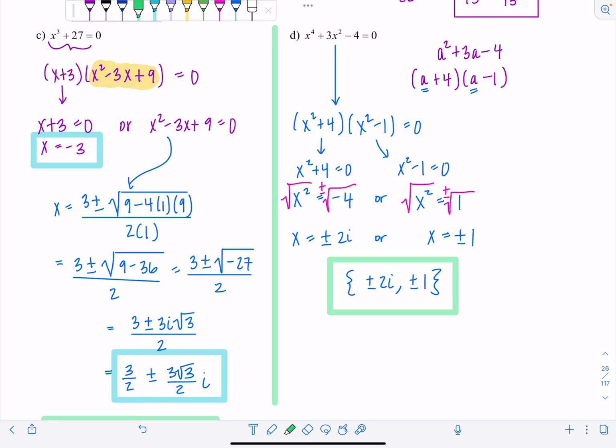So that concludes the video. In the next video, we're going to do more equations that are reducible to quadratic, that basically have a form of a quadratic equation, even though they're different. And we're going to solve some radical equations. So you're just going to be an equation solving machine very shortly.